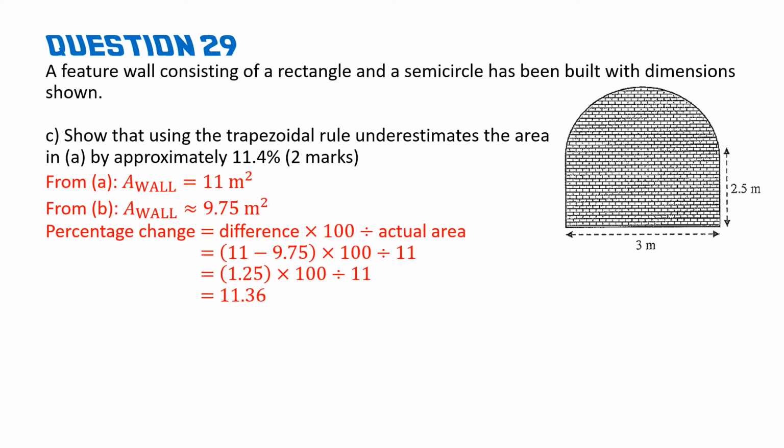11.36, if we round that to one decimal point, that's 11.4%. So there you go, we have shown that yes, our trapezoidal rule did underestimate the area by approximately 11.4%.